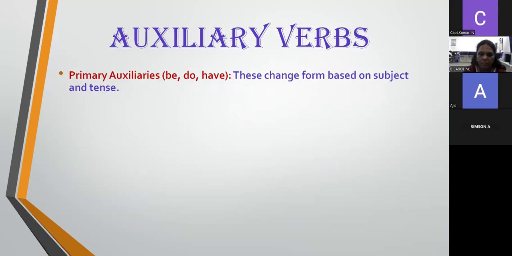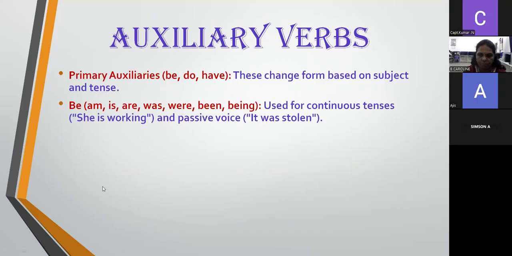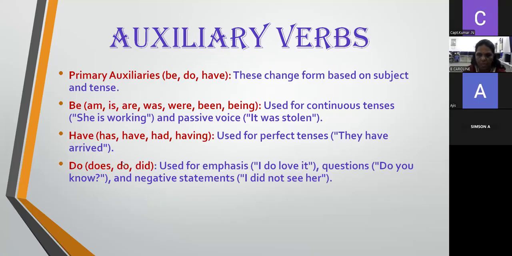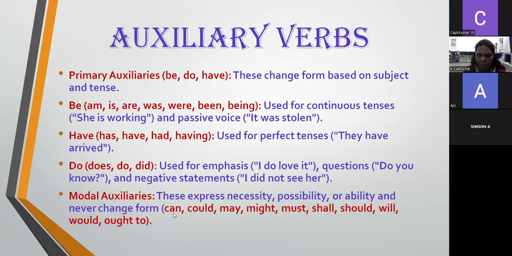See the next one. Here, all the auxiliary verbs are given. See how they change. See the primary auxiliary verbs. The forms of the be verb: am, is, are, was, were, been, being. So all these are forms of the primary auxiliary be. Next, forms of the have verb: has, have, had, having. Then forms of the do verb: do, does, did. And all the modal auxiliary verbs. So this is the list of all the auxiliary verbs.